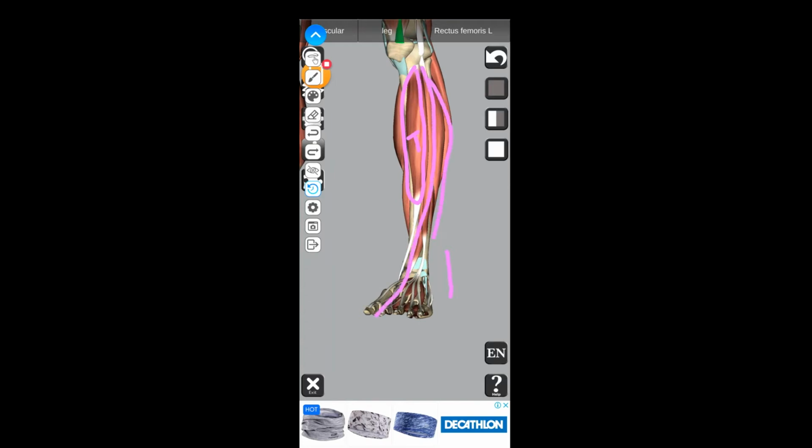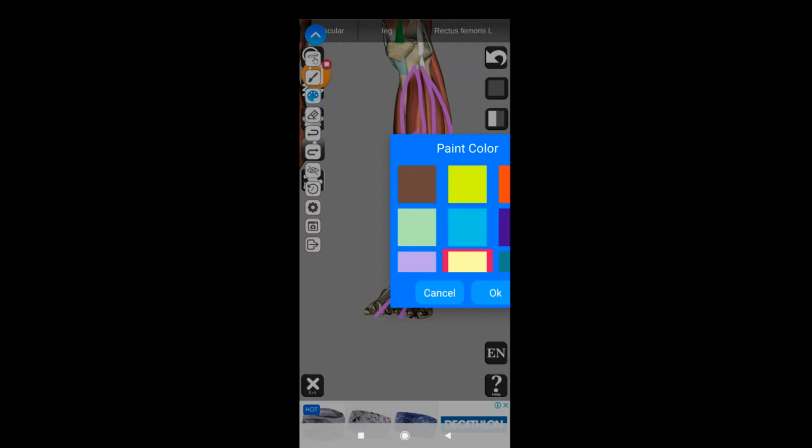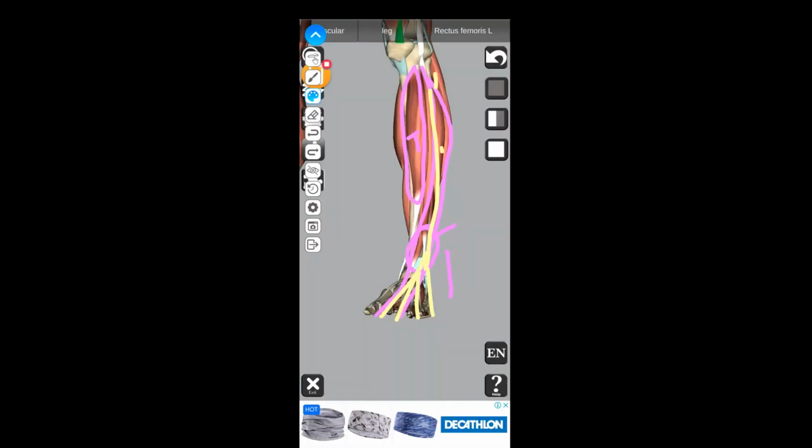Are you able to see this tendon over here? It is splitting. Wait, I'll use a different color. See, this tendon is splitting. Extensor digitorum. Then you will have your small one, peroneus tertius. Peroneus tertius. Okay. Anterior compartment done.